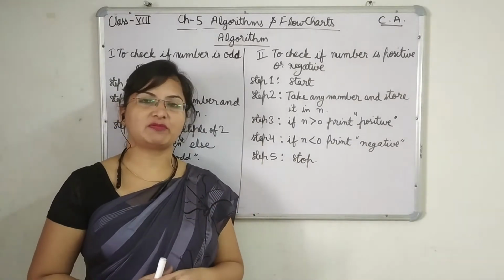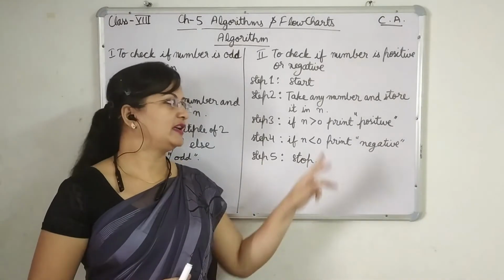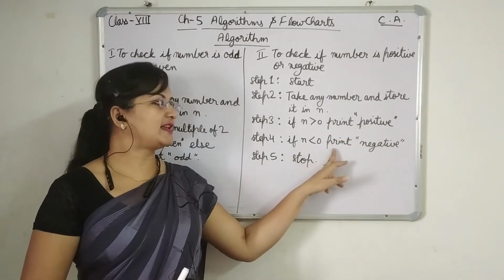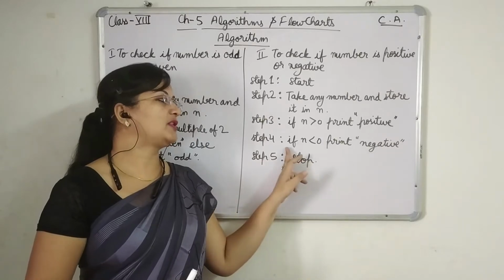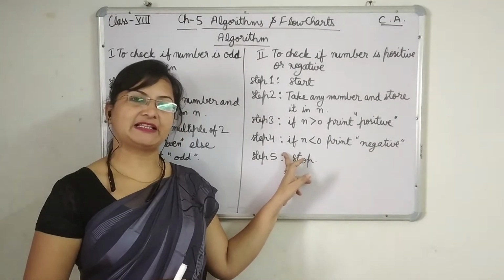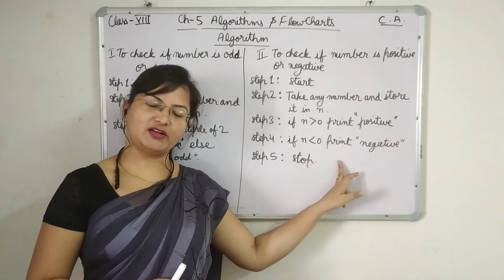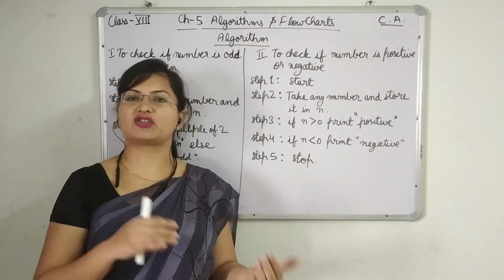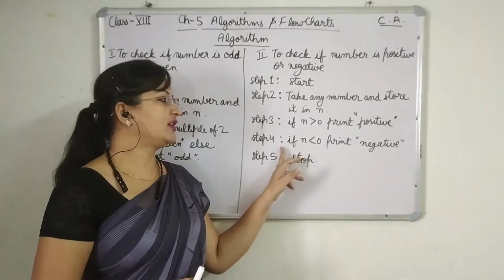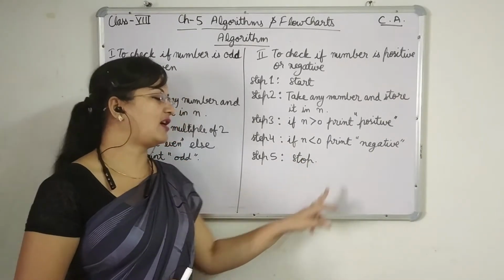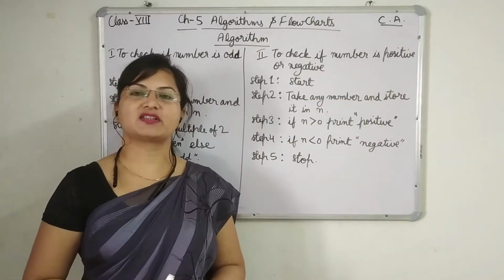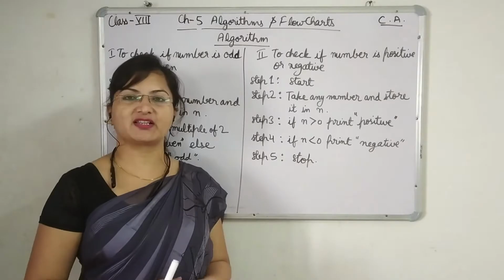One more condition can be there. Else condition also. If n is greater than 0, print positive. If n is less than 0, print negative. But what if the number is 0? You can write one more step here. Else print 0. Got it? If it is not greater than 0 and it is not less than 0, then obviously the number will be 0 itself. So here you can write else 0 after it and then you can stop the program. But here the thing was only positive and negative. That is why I have skipped this step.